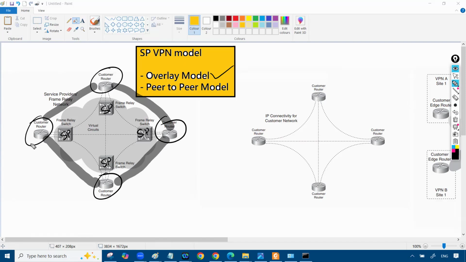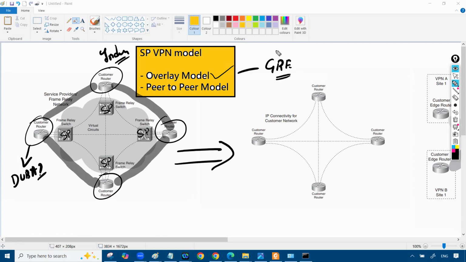Let's say this customer is in Dubai and this customer is in India. India can directly share information to Dubai, and Dubai can directly share information to India. So in this case, the service provider is not going to maintain the customer route information. That's the overlay model. If you see the diagram this way, there is no provider edge and provider router in the picture. They are just going to forward the packets, but they will not maintain any customer route information. One good example of the overlay model is GRE. This is the best example we have.